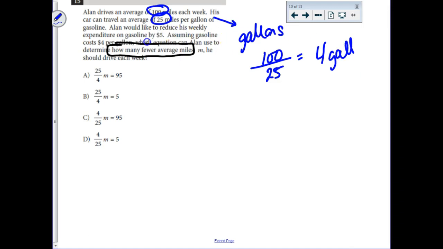And Alan would like to reduce his weekly expenditure by $5. Cool beans, Alan. All right, there's another clue here. I kind of hid it because I was drawing too big. But it costs $4 per gallon. So how much is Alan spending every week right now on gas? $16. All right, very good. So he's spending $16 each week.